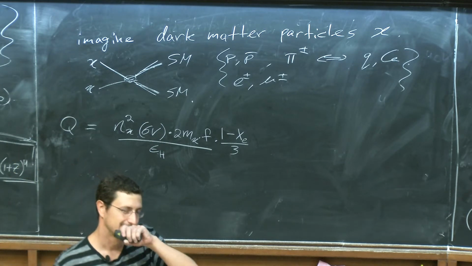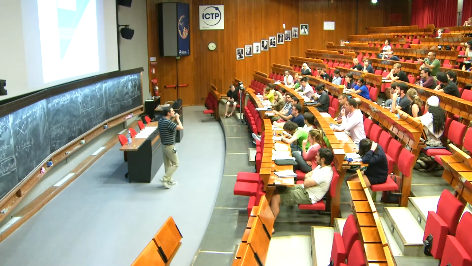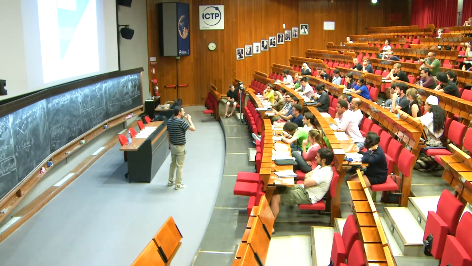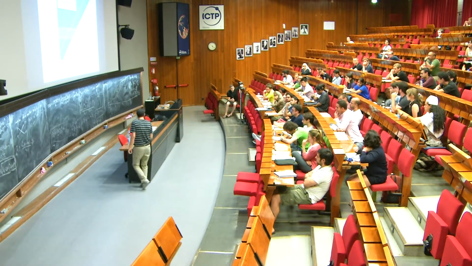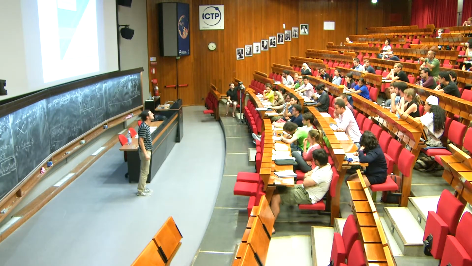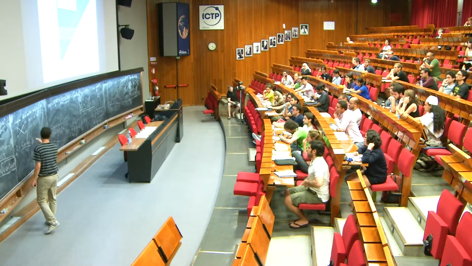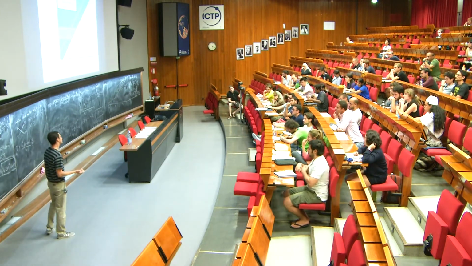Yes? How exactly are f and (1 - x_e)/3 different? When you talk about ionization, how do they differ? This is a definition of some efficiency estimate, okay?